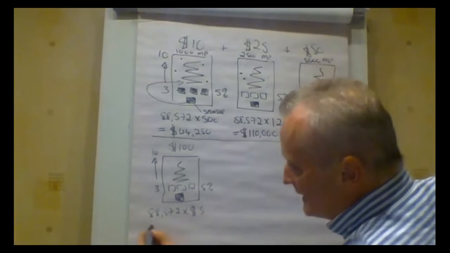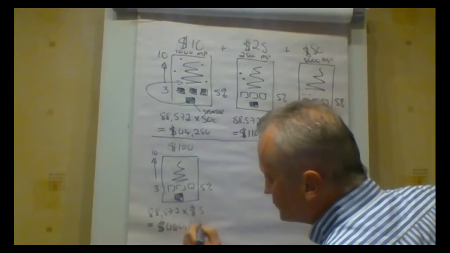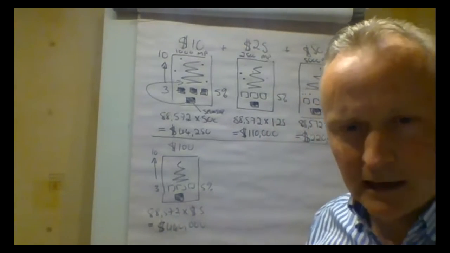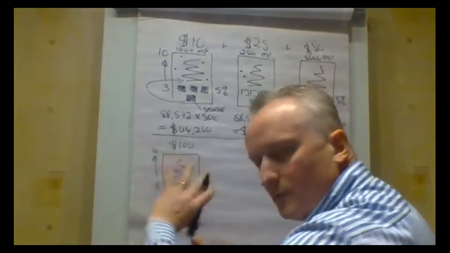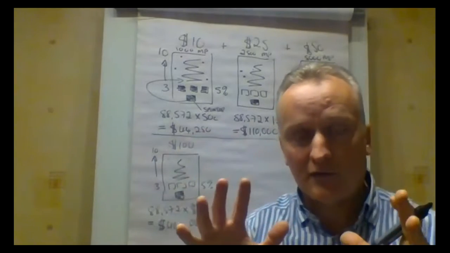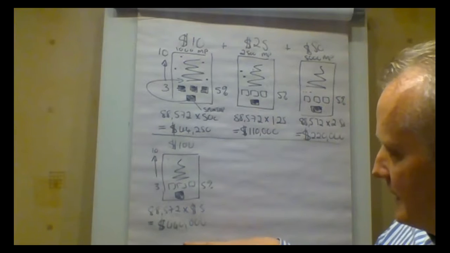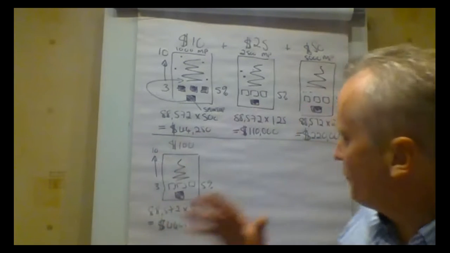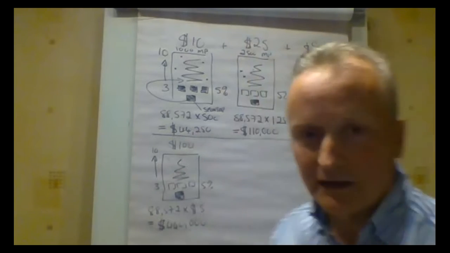$5 multiplied by 88,000 is a massive $440,000 of potential here. Can you see the money? We're talking about $440,000 just from this rewards program. Add that to the $375,000 we previously calculated, you're looking at approximately $750,000 of commission. And all you've spent is $185,000.